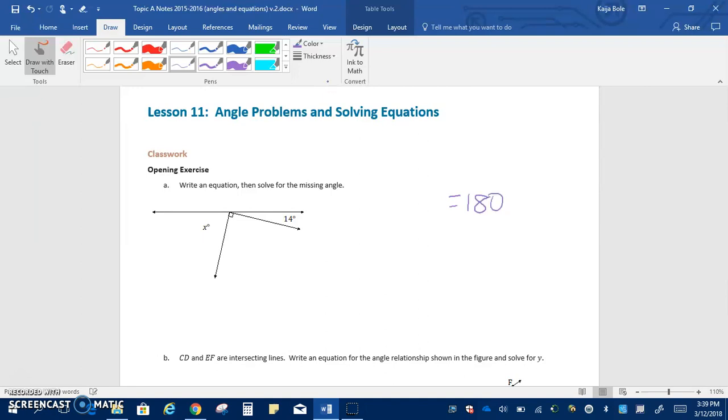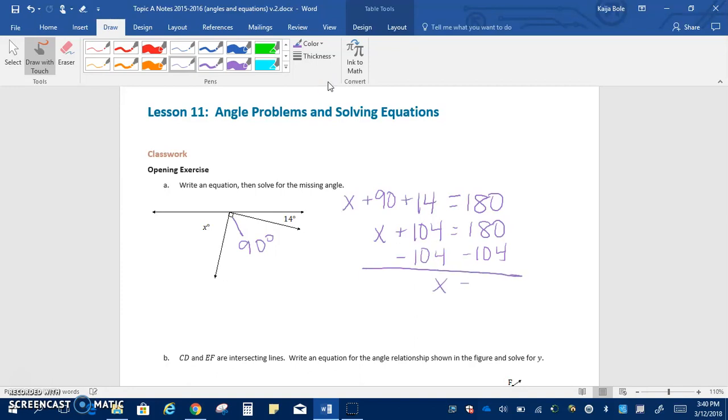Alright, and again, remember that this little square here means 90 degrees. So we're going to take everything and add it up. So we'll have x plus 90 plus 14, and this all equals 180. So we combine like terms. We have x plus 104 equals 180. Then we subtract 104 from both sides. And we get x equals 76. And we're just looking for x, so our final answer is that x is 76 degrees.